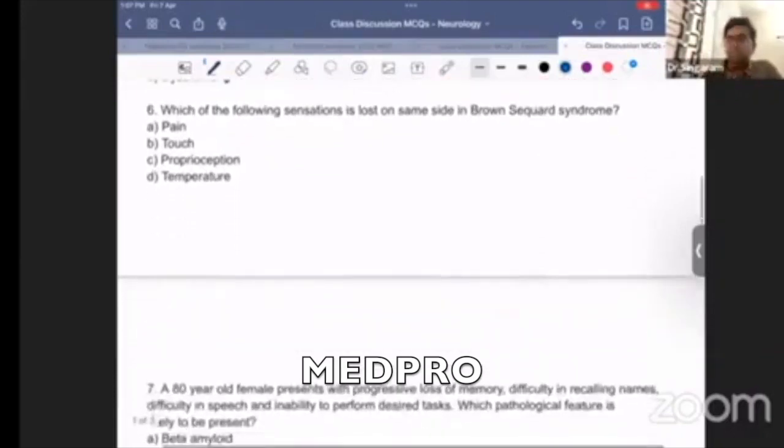Okay, moving on to the next question. Which of the following sensations is lost on the same side in Brown-Sequard syndrome? Brown-Sequard means something related to hemisection of the spinal cord. Same side means what? It is something which is ipsilateral.